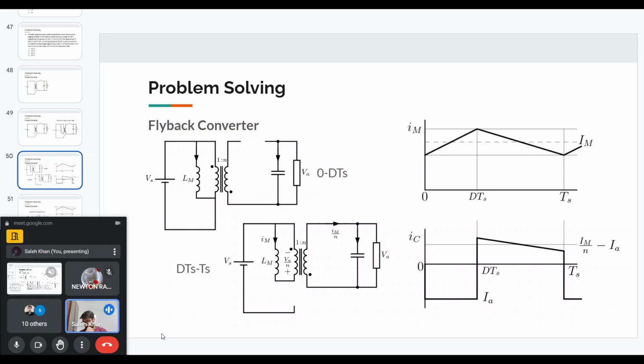Three-phase converter. So which three-phase converter do you mean? Do you mean the DC to AC three-phase converter, or are you talking about the rectifiers that we have studied previously? Just clarify which three-phase converter you mean. Okay, rectifier.